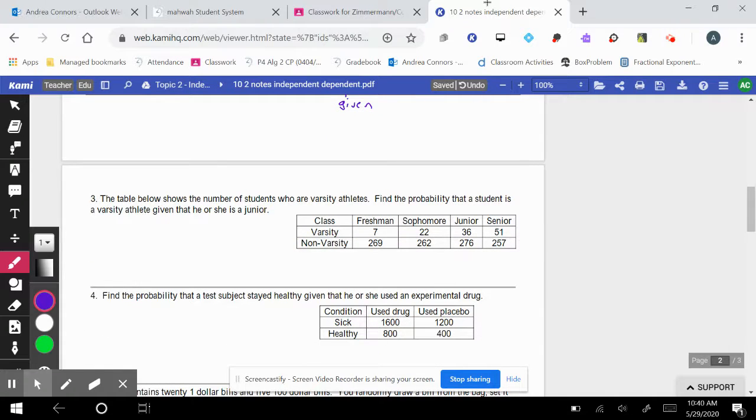So the table below shows the number of students who are varsity athletes. Find the probability that a student is a varsity athlete given that he or she is a junior. So it's going to be 36 over 36 plus 276. I'm going to use my calculator for this, which would be 312. So 36 divided by 312, math 1, enter, would be 3 out of 26.